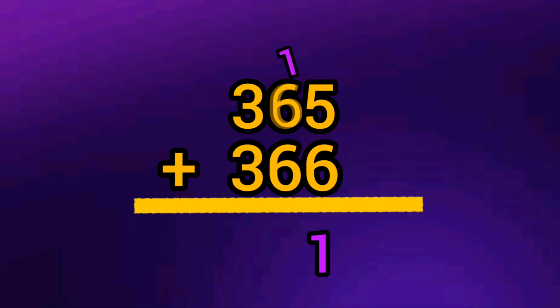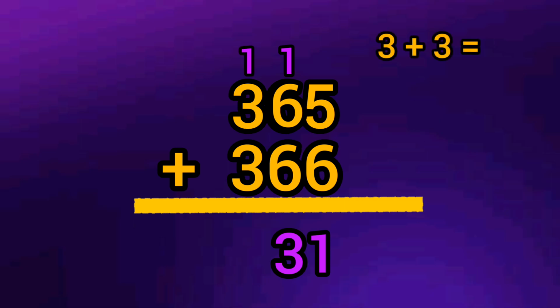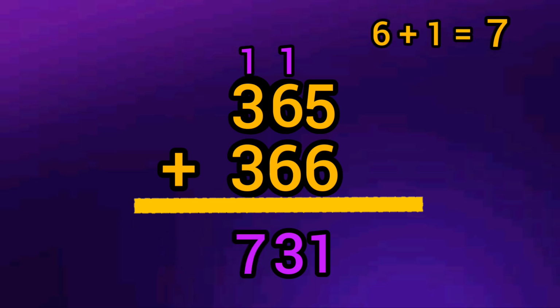And since we put 1, 12 plus 1 is equal to 13. Even that is a 2 digit number. So put the right side number in the answer and the left side on the top. 3 plus 3 is equal to 6. We have 1, so 6 plus 1 is equal to 7. What is the answer? 731. So continue the same for all digits and you know you can do it.